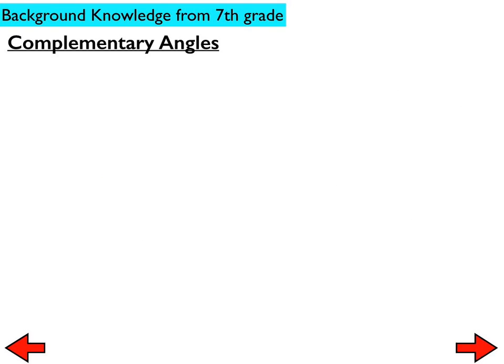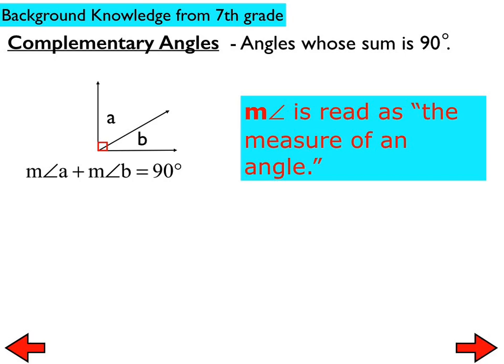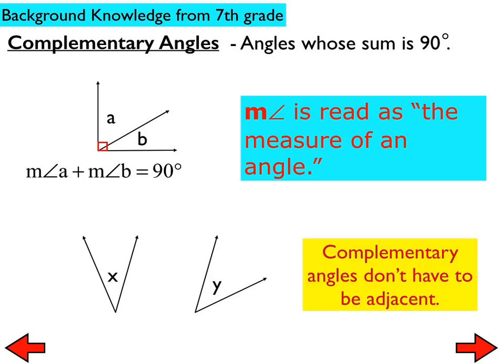Then you went to complementary angles. Complementary angles are angles that have a sum of 90 degrees. Sometimes the two angles are adjacent and they make a right angle. But complementary angles don't have to be adjacent. They could be split apart like that. But the key is complementary angles are angles whose sum is 90.